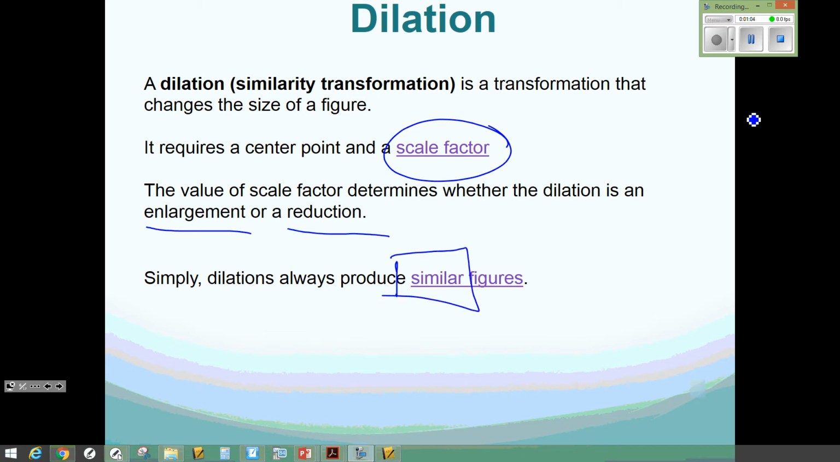Can anybody define for me two figures that are similar? What do I mean by that? Same exact shape, but different sizes, right? So if there are angles, they're the same. If there are side lengths, they're proportionate, right? For example, all circles are similar. By definition, all circles are the exact same shape, but different sizes.